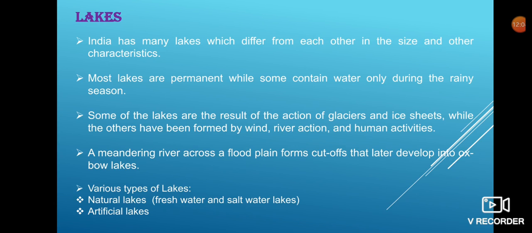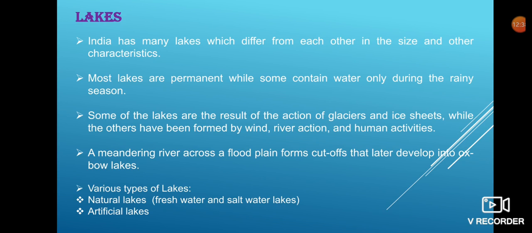Most lakes are permanent, while some contain water only during the rainy season. Some of the lakes are the result of the action of glaciers and ice sheets, while others have been formed by wind, river action, and human activities. A meandering river across a floodplain forms cut-off lakes that later develop into oxbow lakes.